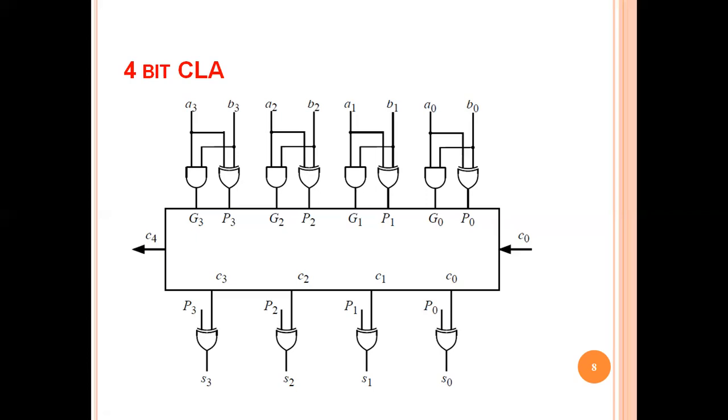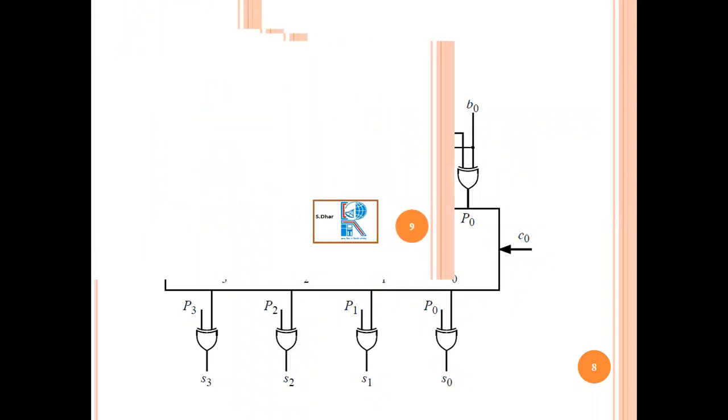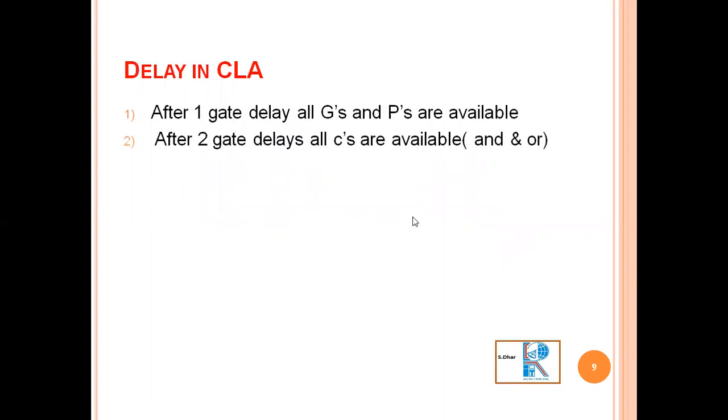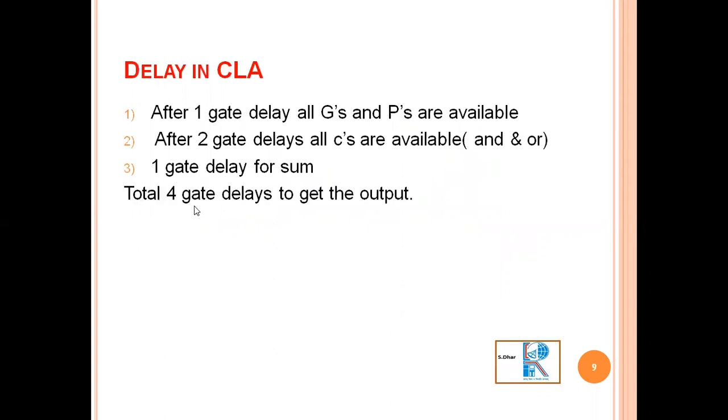And what is the previous one? 8 gate delays. That means the time required is double. Clear? Similarly, if I use 8 bits, the gate delay will be 4. If we require addition of 16-bit numbers, the gate delay again will be 4. So this is 1 gate delay for all Gi's and Pi's, 2 gate delays until all Ci's are available, and 1 gate delay for the sum. So a total of 4 delays to get the output.